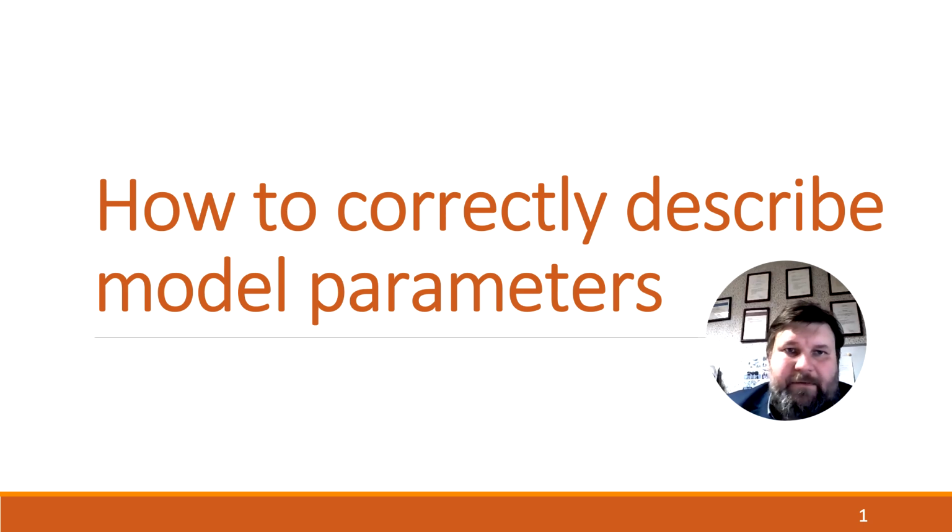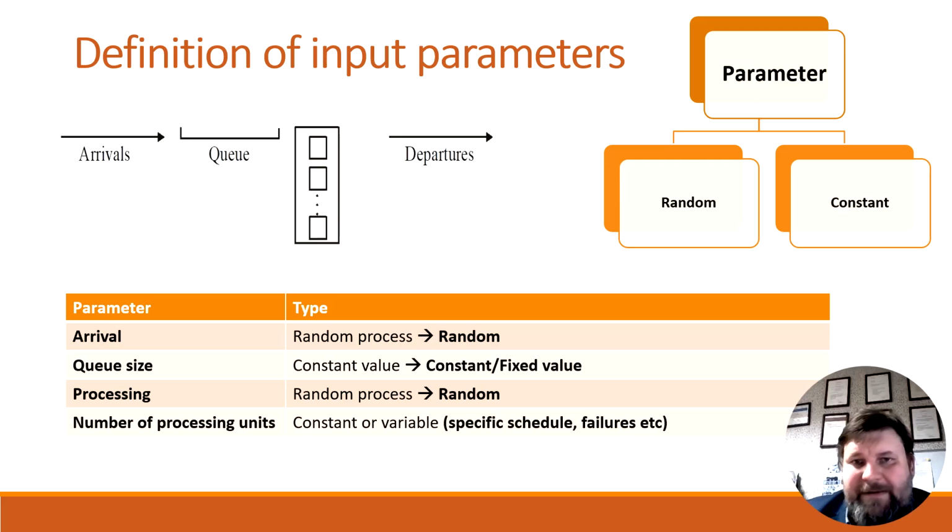In this part of the lecture, we will focus on how to correctly describe model parameters. This is a really critical step in the simulation, because even a well-designed model can produce misleading results if its parameters are defined incorrectly. So, constructing a conceptual model, we have defined the key elements of the system. At the same time, we did our first estimate of what could be the associated parameters with a specific element.